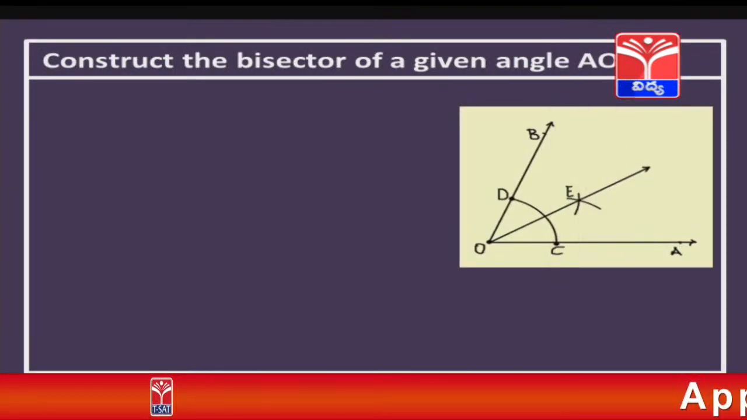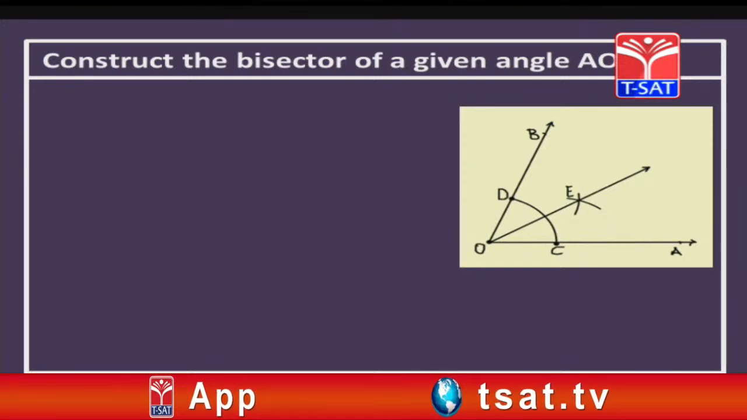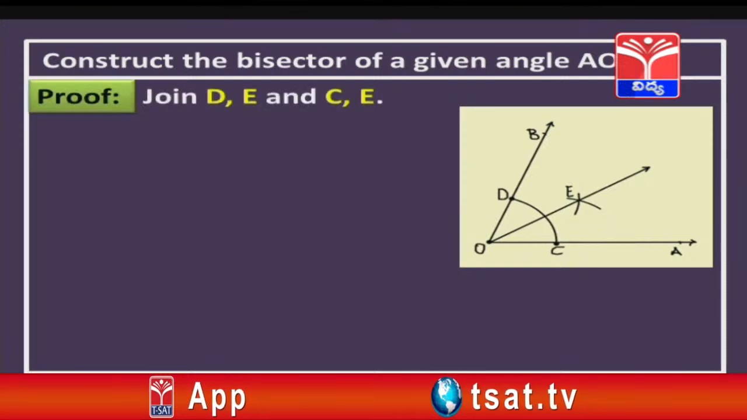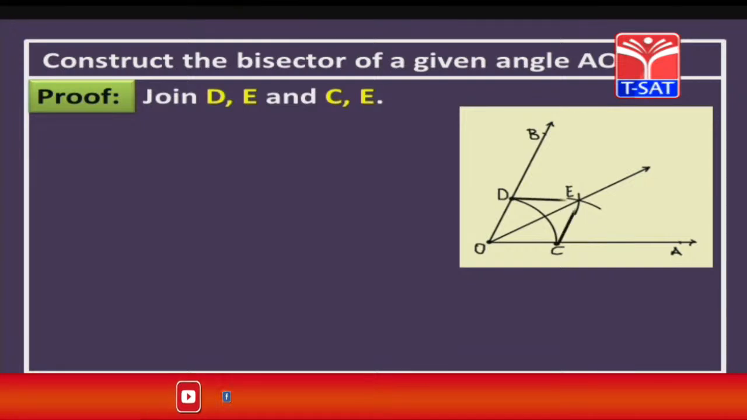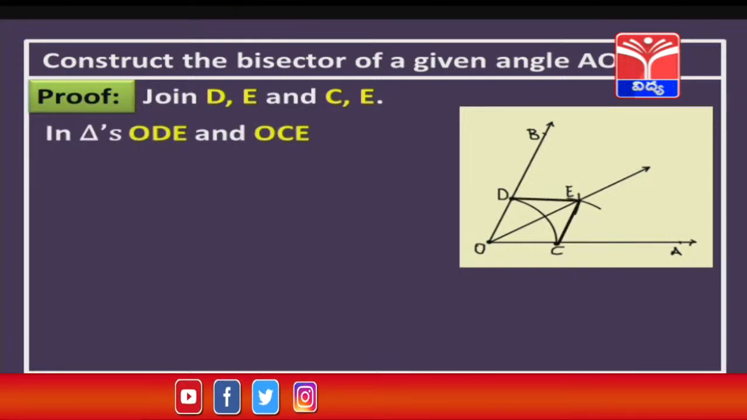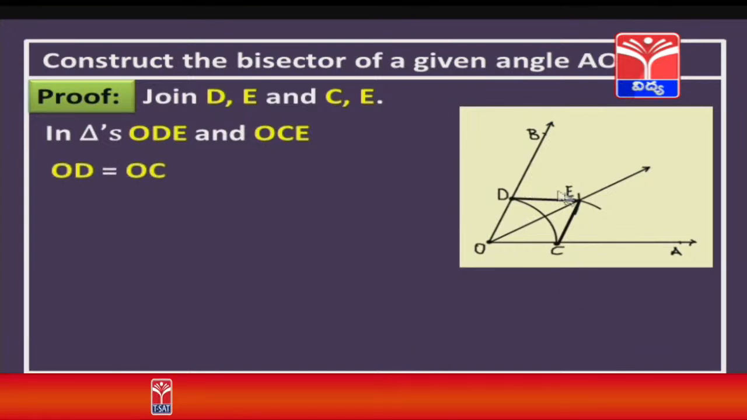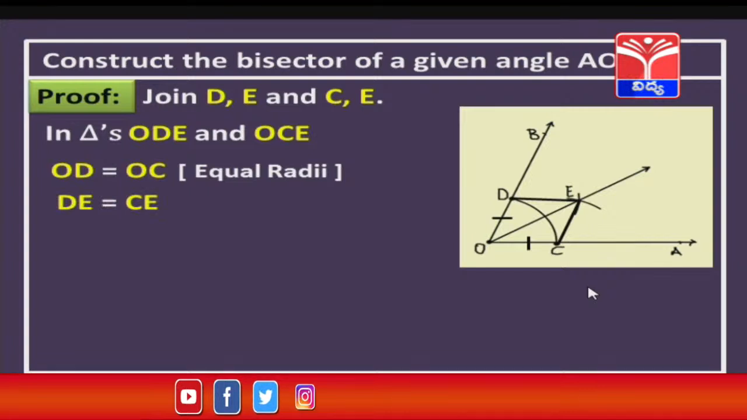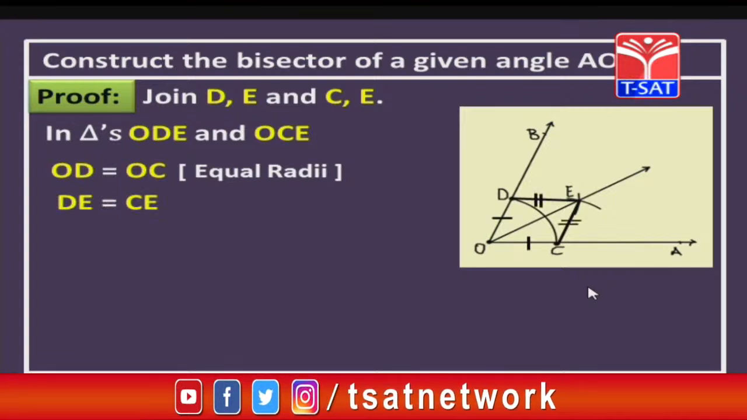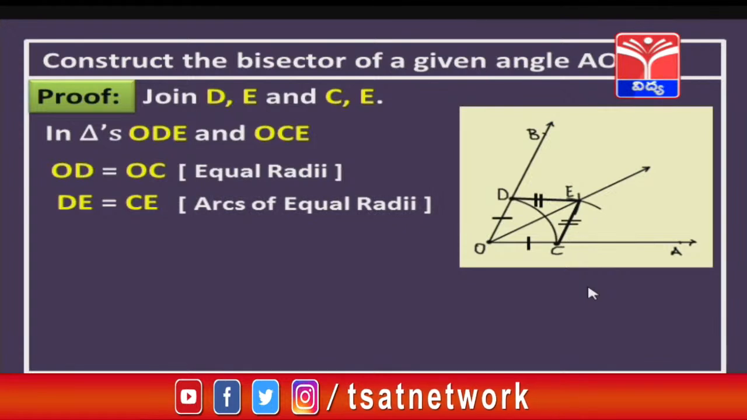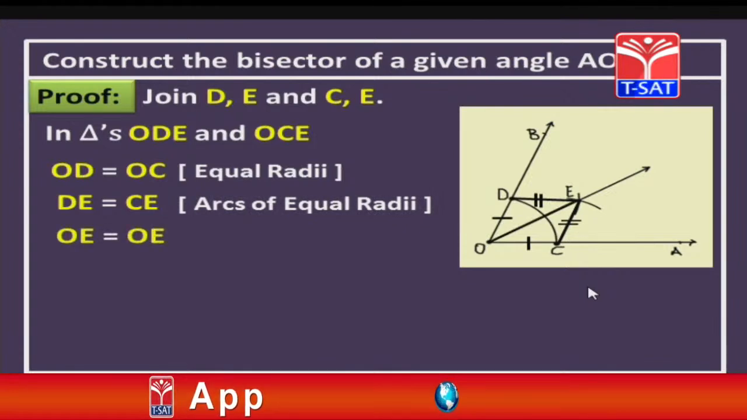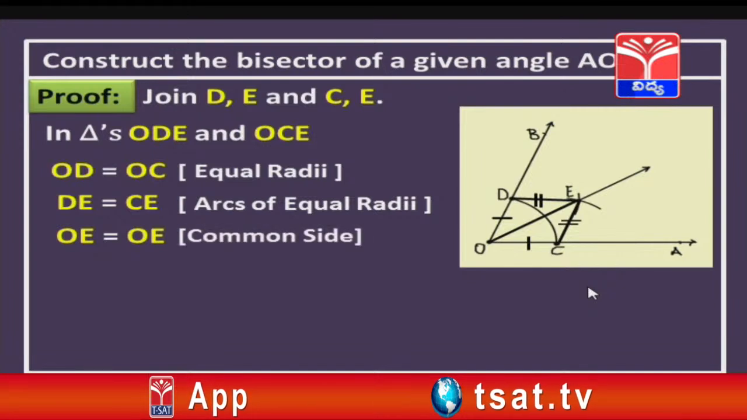Now, children, let us justify this bisector of given angle AOB. So, for this again we need to join points DE and CE as shown on your screen. Now, let us consider triangles ODE and OCE. In these two triangles ODE and OCE, I can write OD and OC both are equal. But why, children? Because they are equal radii, right? Then DE and CE are also equal. Why are DE and CE equal? Arcs of equal radius. Then OE is the common side to both the triangles. So, OE equals OE.